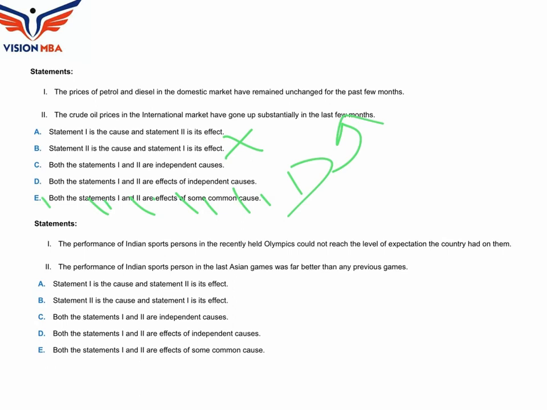Now, again, here in this question, guys, these two situations are contradicting. So definitely A and B are not going to be my answer, because none of these sentences could be the cause or the effect of the other. Both statements 1 and 2 are independent causes. Both statements 1 and 2 are independent effects of independent causes. Both statements 1 and 2 are effects of some common cause. Definitely it's not a common cause, and definitely they are effects, not causes. So again, the answer is option D: both statements 1 and 2 are effects of independent causes.